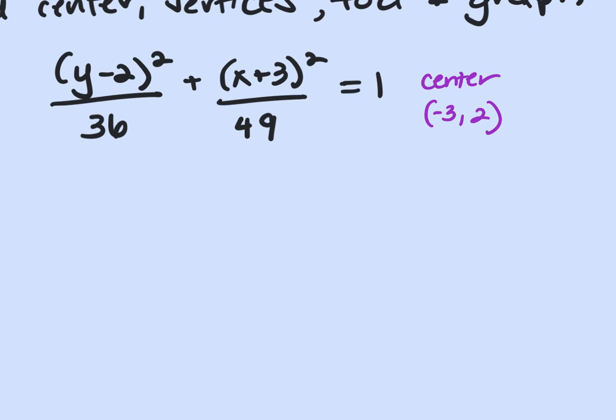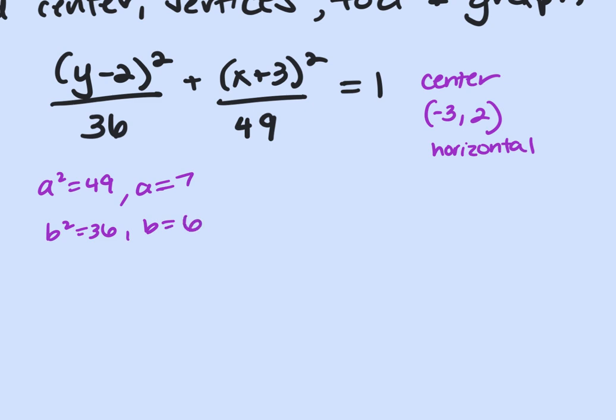Then I look for the a squared, which is which one? The 49. And because it's underneath the x, what do I know about this? Horizontal. I would square root it to get a, which is 7, and then the b squared is 36, which makes b 6. Already I can graph it just with that stuff, but it's eventually going to ask me for the foci, so I might as well find it too.